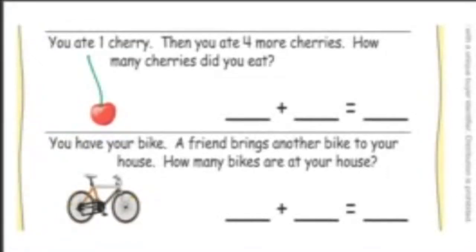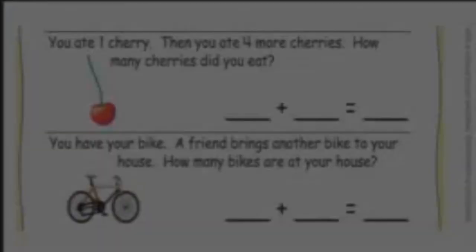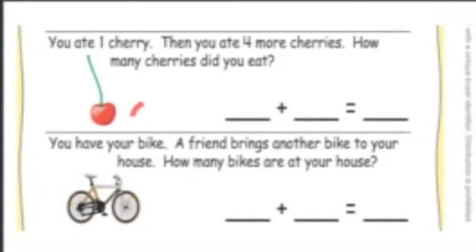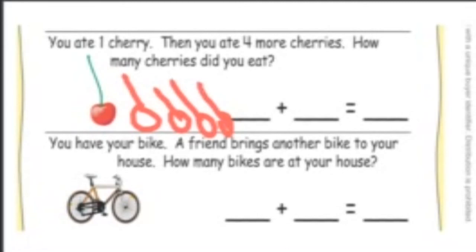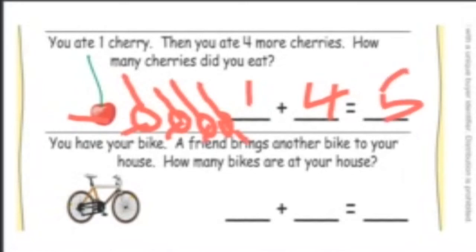Alright, it says you ate 1 cherry. Then you ate 4 more cherries. So how many cherries did you eat? This is the 1 cherry you ate plus the 4 more. So let me draw 1, 2, 3, and 4. So you ate 1 before plus 4 more equals how many cherries now? Let's count everything. 1, 2, 3, 4, 5. So 5 cherries. Very good.